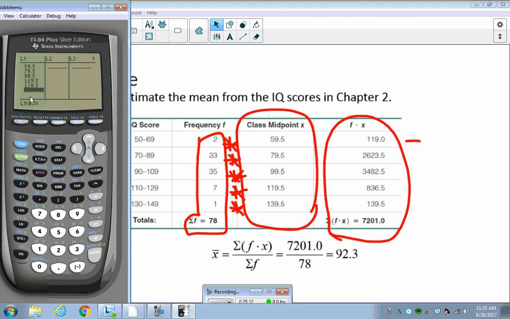I'm going to now use my cursor key, and I'm going to cursor over to the right to go to L2. In L2, the frequency has to be entered. I'm going to make sure I enter the right frequency for the right class midpoint. So I'm going to enter 2 for the first one, then 33, then 35, 7, and 1.